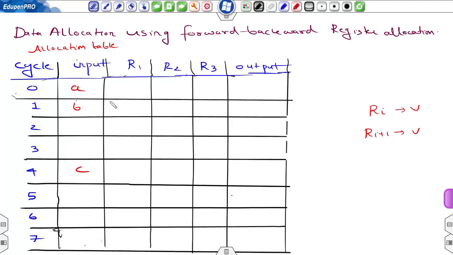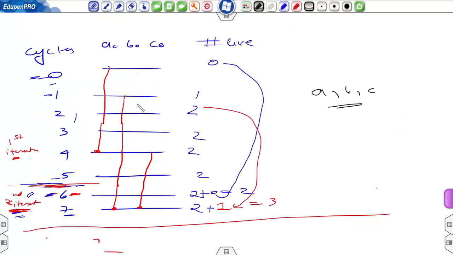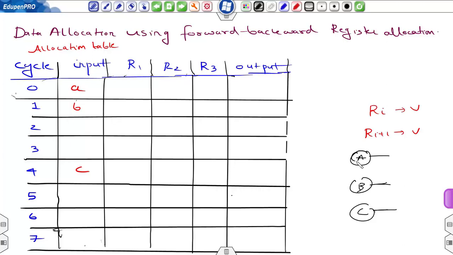Now the question is why we have not assigned registers to variables A, B and C when they are produced. The simple answer is that, let's say A is produced by computational unit A, B is produced by computational unit B, and C is produced by computational unit C. A can be an adder, multiplier, anything. So A is produced at the 0th cycle, B at the first, and C at the 4th cycle. So for A, being produced at the 0th cycle, this is available at the output of A.